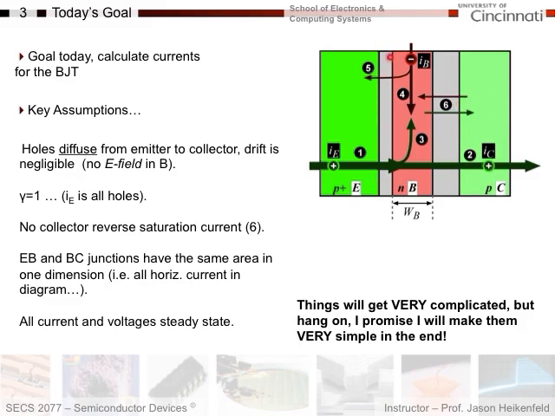So the area here and the area here and the area here, it's constant. And so we can assume our currents are flowing through this in one dimension. They don't have to spread out or confine if the area was constricting or expanding. The area is constant for each section of the device. And we'll assume that all currents and voltages are at steady state. So we're not talking about AC operation yet.